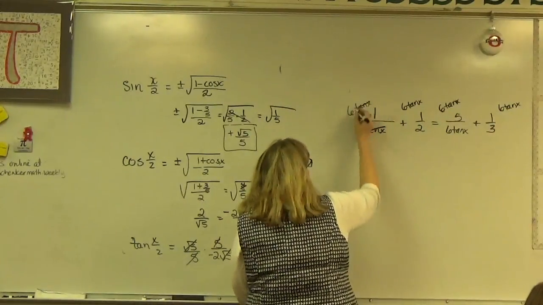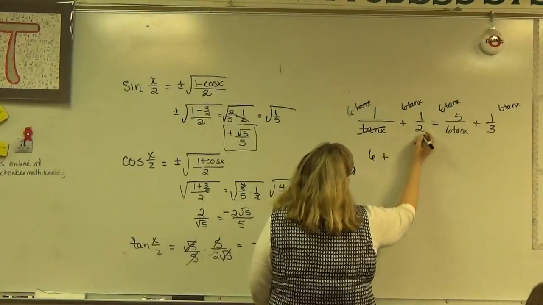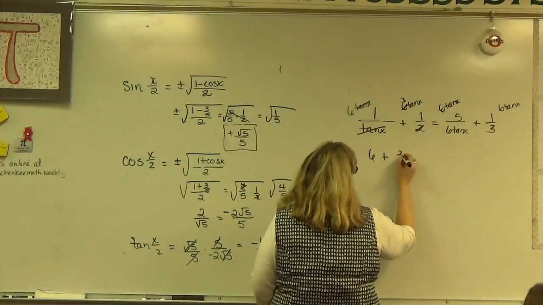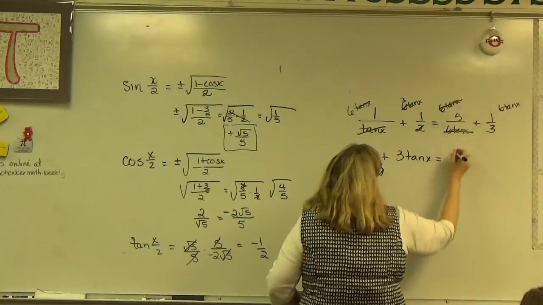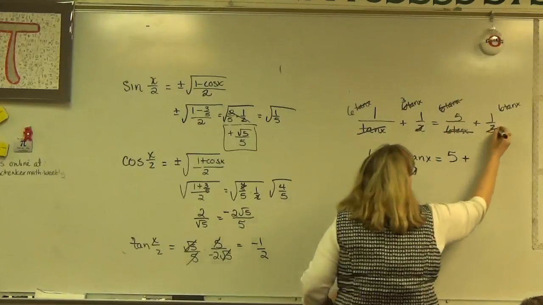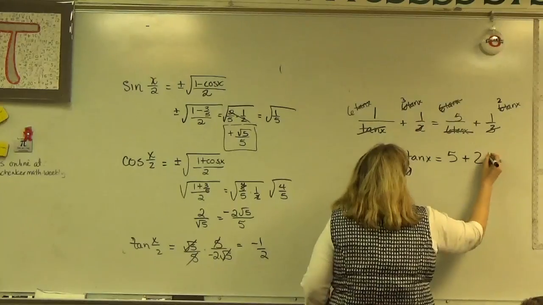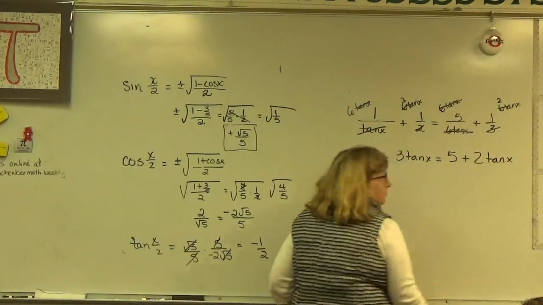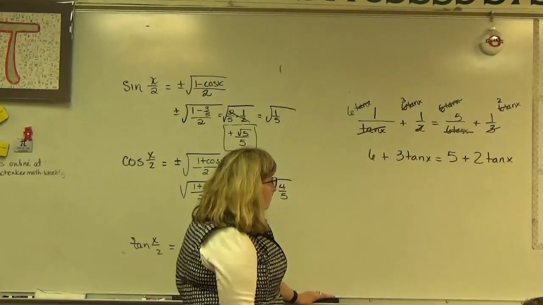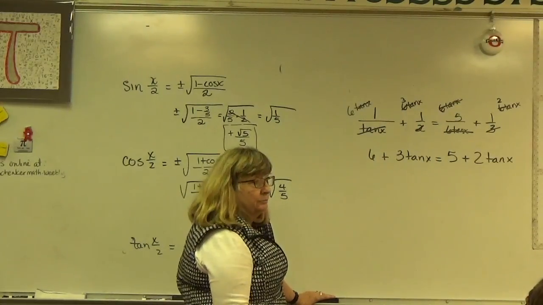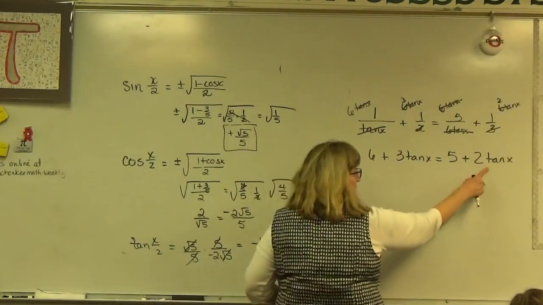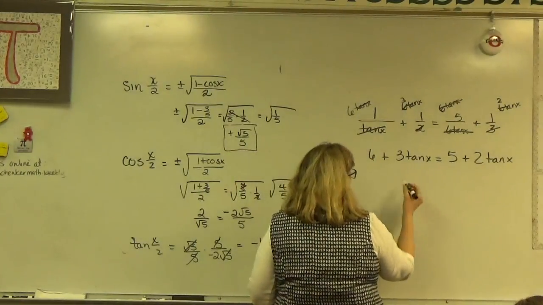So the tangents cancel, I get 6. 2 cancels 6 to 3, so I get 3 tangent. 6 tangent cancel, I get 5. And 3 cancels 6 to 2. Now what do we do to get the tangent by itself? Subtract 2 tangent. So it's going to give me tangent.